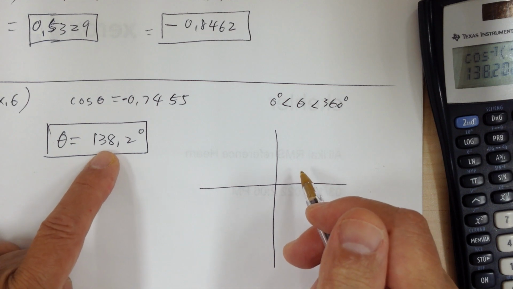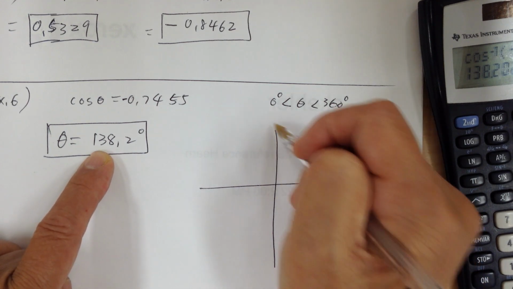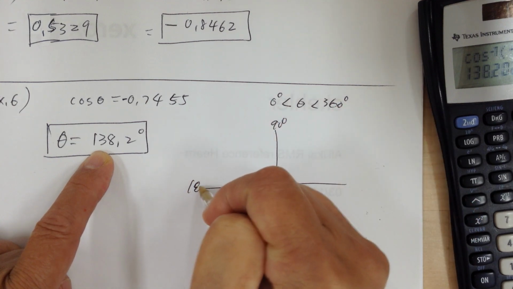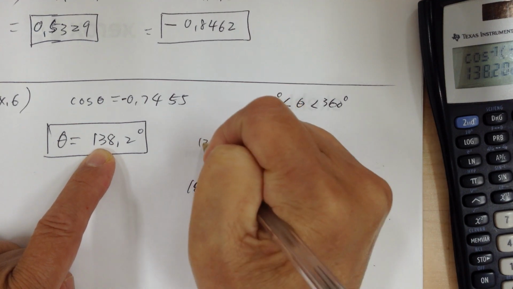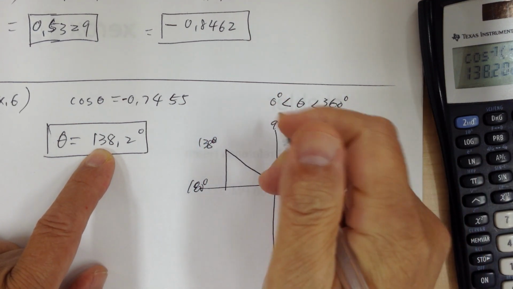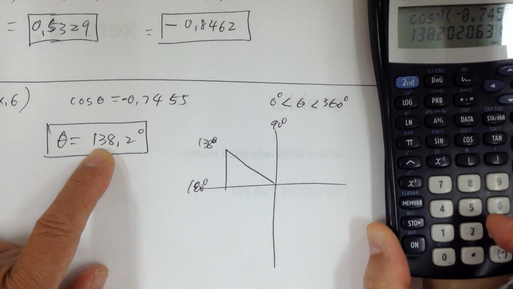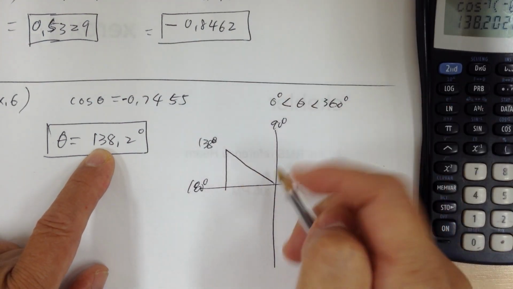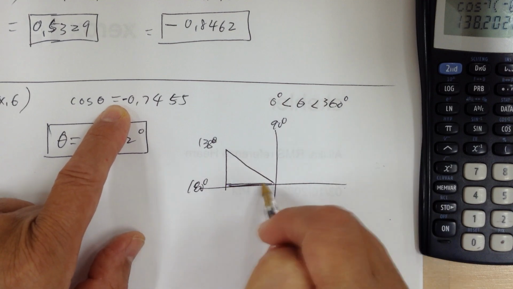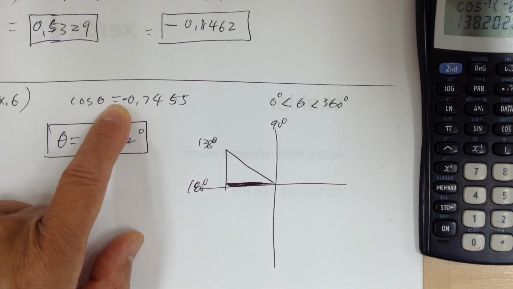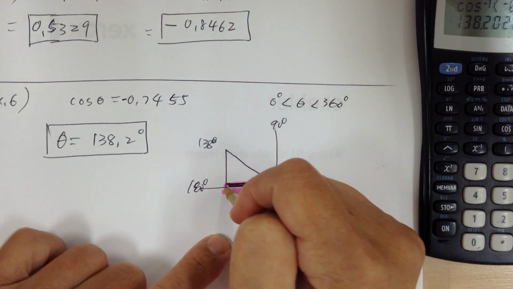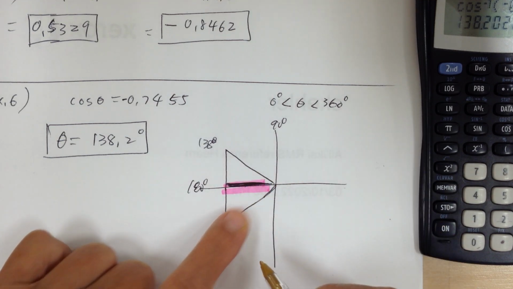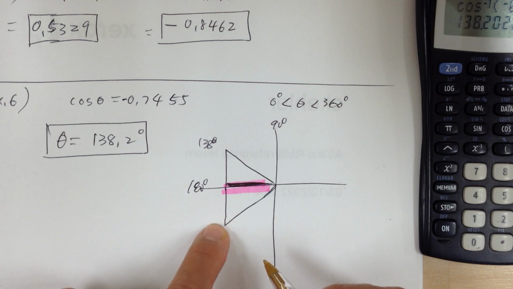So 138 degrees. So this is 90, this is 180. So cosine of 138 is about right over here. Okay, and so what you do is you have to use the coterminal things. So cosine is horizontal, so a triangle that will give you the same horizontal is going to be right over here. Okay, you see that?